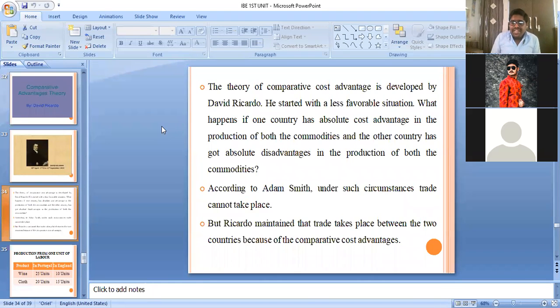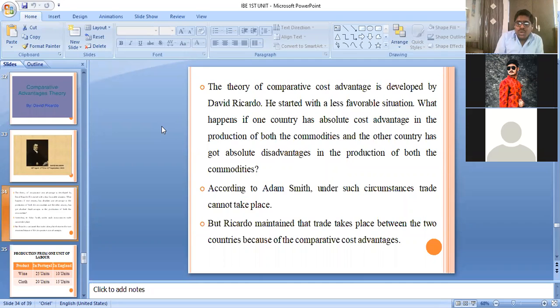David Ricardo asked, what can happen if one country is good at manufacturing both commodities, and the other country is not good in the production of both commodities? I think everyone is understanding. He asked what happens if one country has a lot of advantages, both the products or commodities it manufactures it makes very well, and the other country does not make both products well.